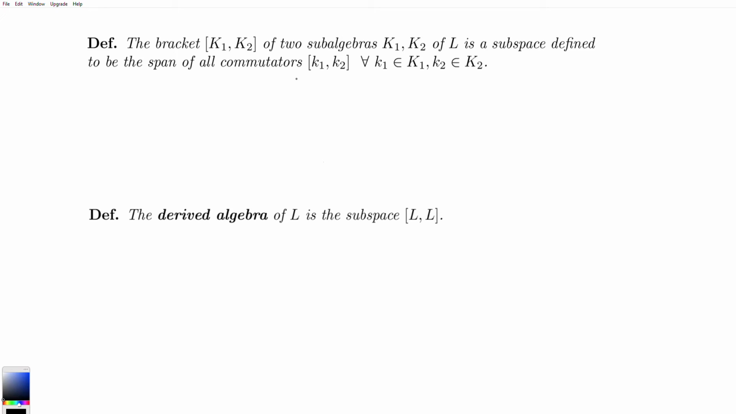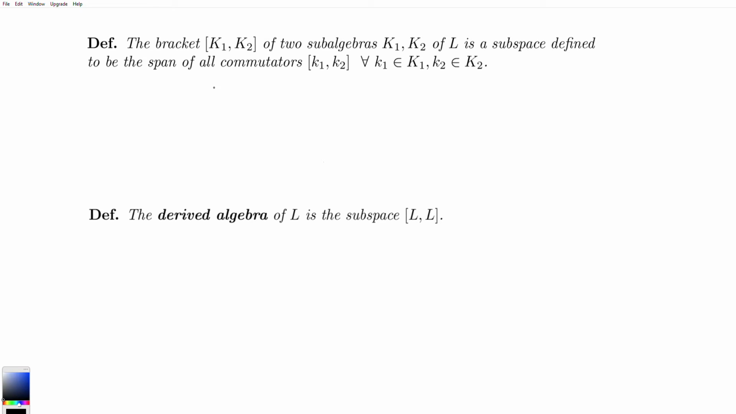So we have something called a bracket of two subalgebras, which we denote using the same bracket of our Lie algebra. The bracket K1 bracket K2 of two subalgebras K1, K2 of a Lie algebra L is the subspace defined to be the span of all commutators [k1, k2] for all k1 in K1 and k2 in K2.